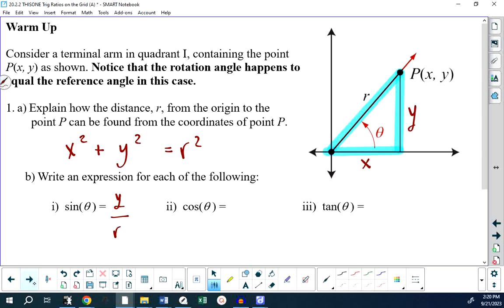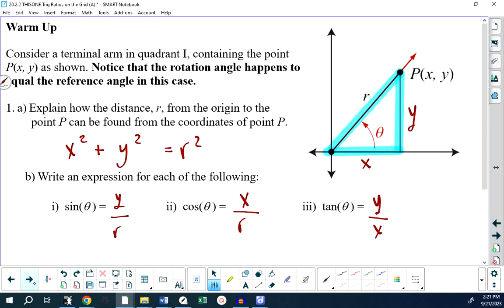That's fine. What would cosine of the rotation angle be? Well, you look at this, you say cosine is normally adjacent, but on here it's x, and the hypotenuse is r, so it's x over r. And tangent is opposite over adjacent. Looking at this diagram, that would be y over x.